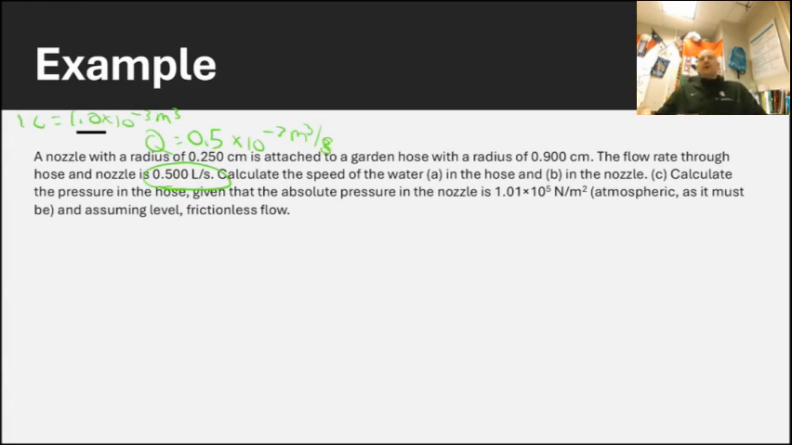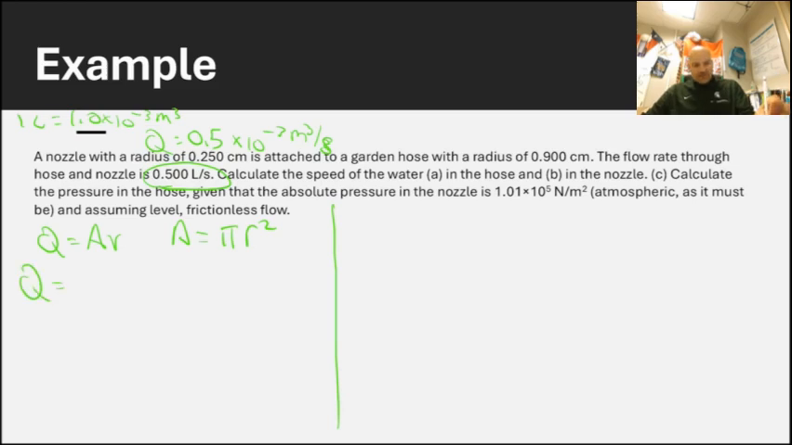Okay. We're going to calculate the speed of the water in the hose and then in the nozzle. And then we're going to calculate the pressure in the hose, given that the absolute pressure in the nozzle is atmospheric pressure. Okay. So first question, we're going to do Q equals AV for both scenarios, right? And A, because it is a hose, is pi r squared. So for each one, we're going to do pi r squared times V. Okay. And what we want to do is solve this for V, so you get Q over pi r squared, or Q over area.